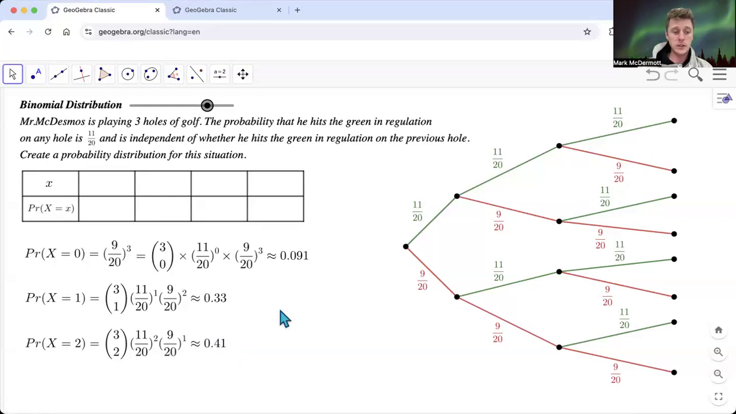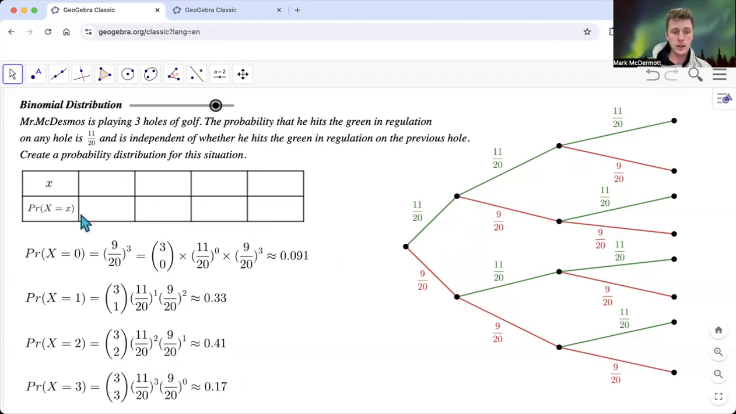And then finally, if you're getting the idea, I encourage you to think about what the probability of three successes is, but it will be this. From the three trials, we want three successes. So that must be 11 on 20 to the power of 3. We had 0 failures, so we went down no 9 on 20 branches. And chuck that into a calculator, you'll get 0.17.